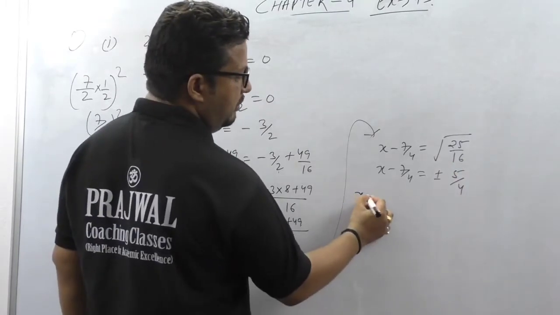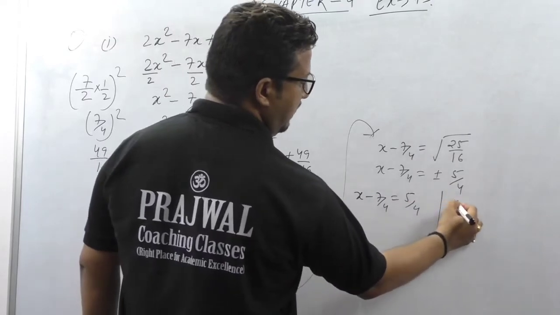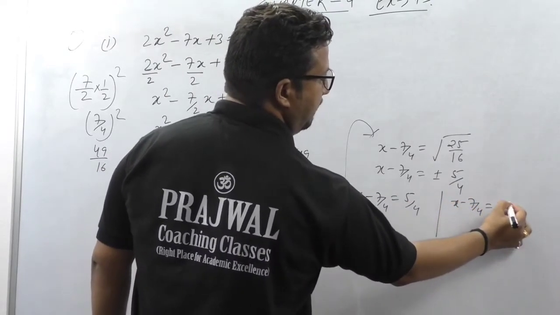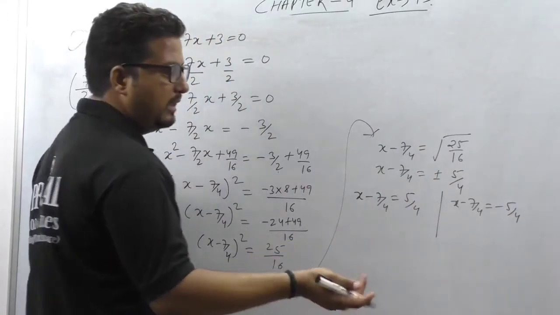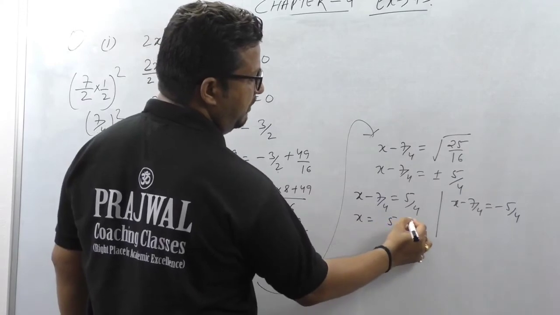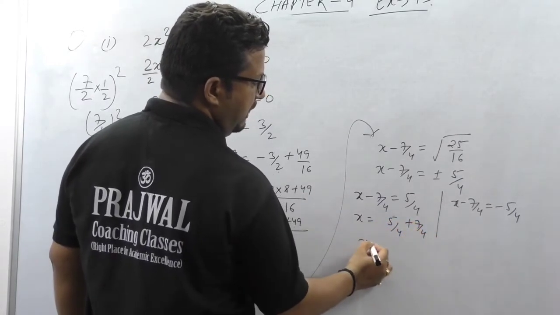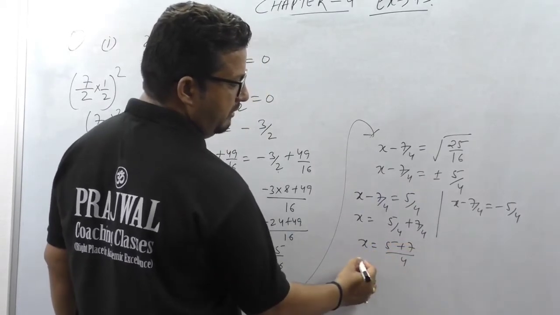Alright, now you have to take x minus 7 by 4 equal to plus 5 by 4 separately, and x minus 7 by 4 equal to minus 5 by 4 separately, because it is plus minus, so one time we can take plus, one time we can take negative. Now we have to solve. If we shift this value to that side, it will be like 5 by 4 plus 7 by 4, and if you solve it, 4 will be the LCM and 5 plus 7 will be there because 1 will come.